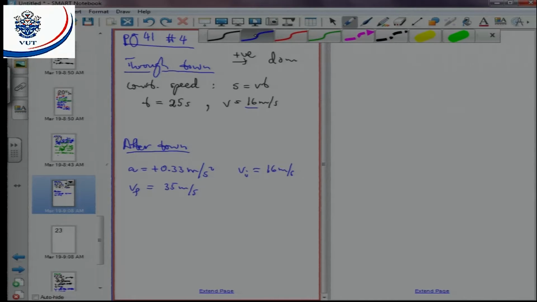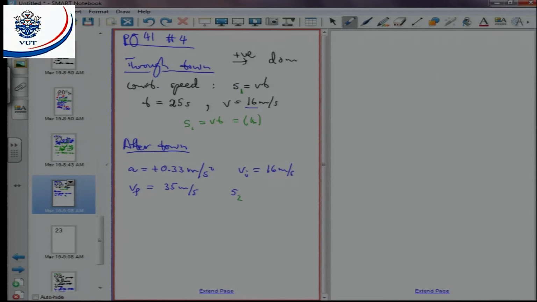Okay, so we're looking for the distance. The question is how far did the train travel during this time? To calculate how far the train traveled, we are looking for the distance S. You can see that there's two parts. So let's call this S1 and call this one S2. Then S1 is Vt, which is 16 times 25, which is just 400 meters. Okay, so that's S1.